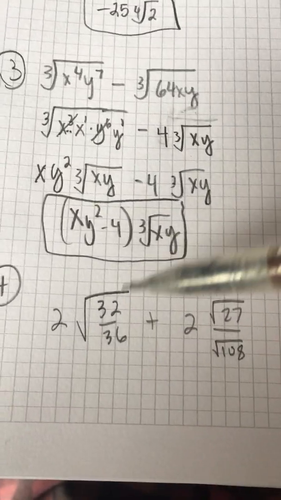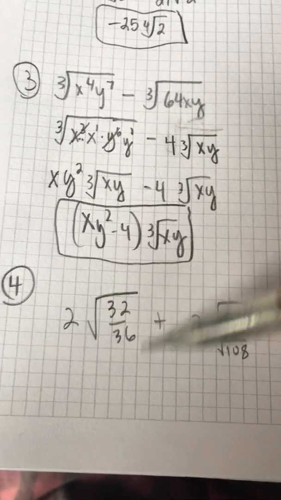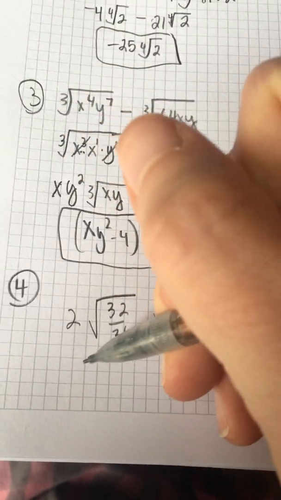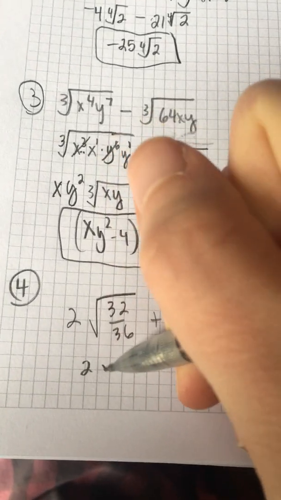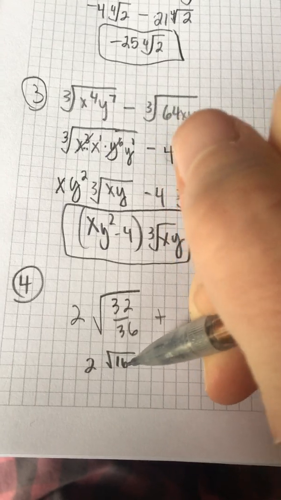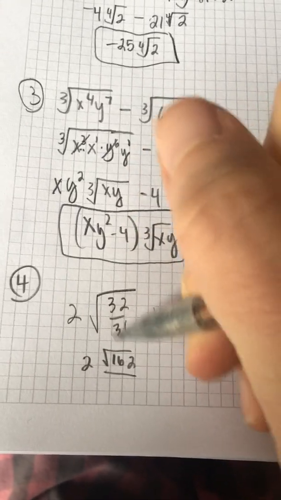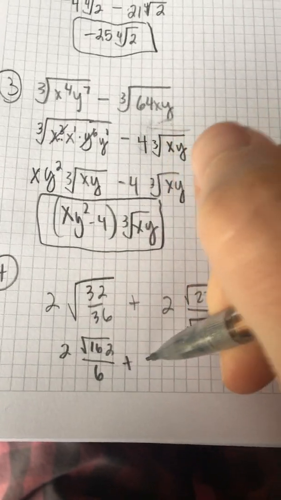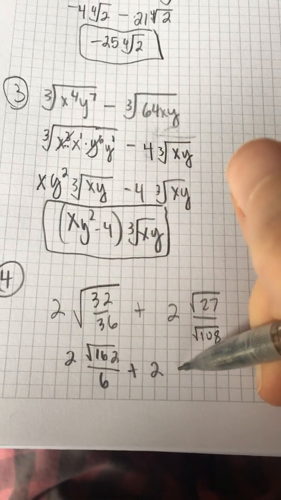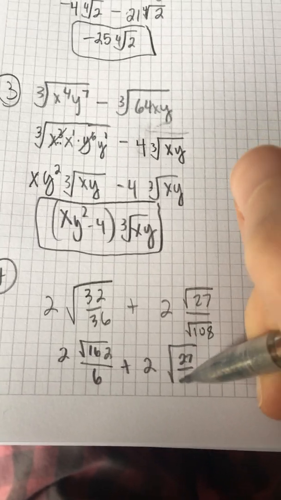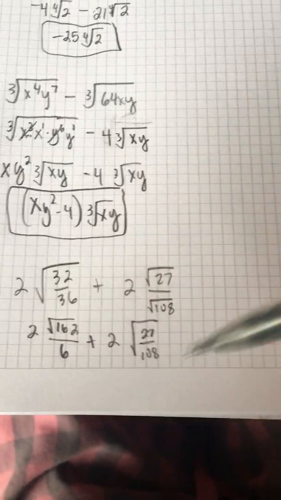What stands out to me is their square root. So I see 36 is perfect, but I see 108 is not. So I'm going to work to say that this is the square root of, I'm going to simplify 32, 16 times 2, and I'm going to take the square root of 36, which is 6. So that's out of the jail. Here, not perfect. 27's not perfect, so I'm going to rewrite this one, which I did the other day as well, like this, and then try to reduce that.